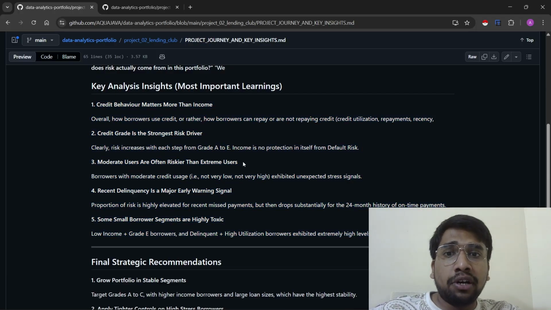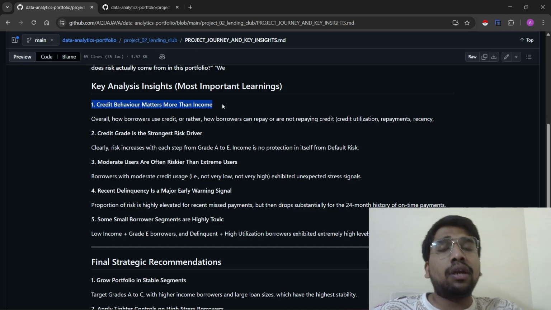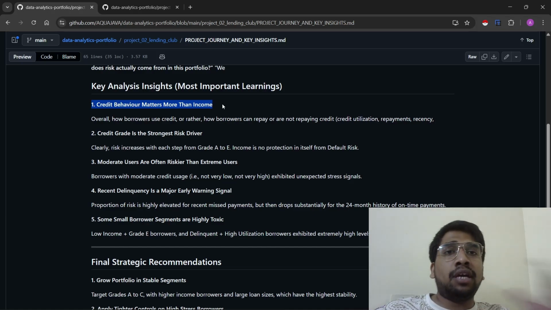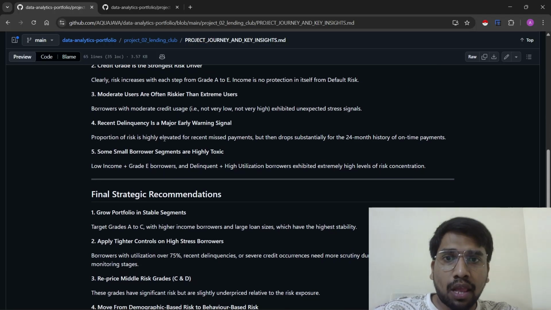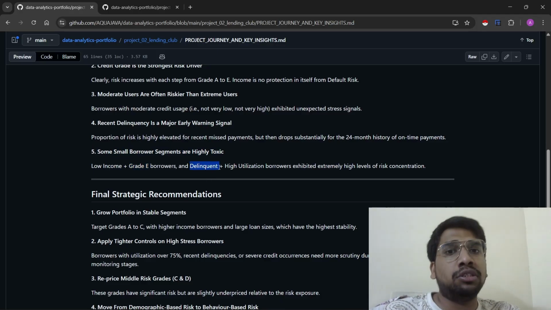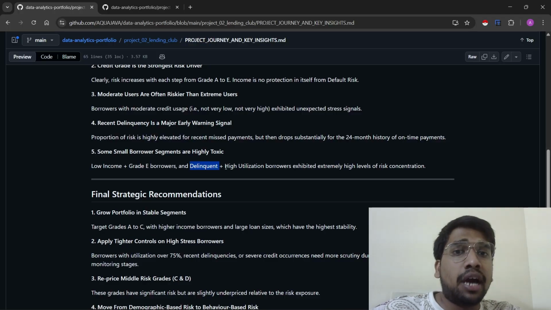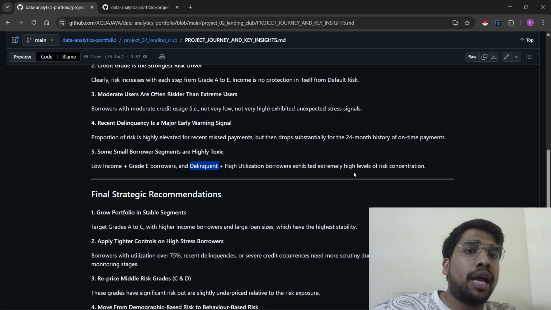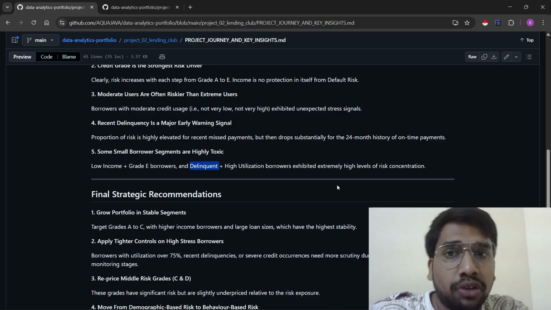For example, moderate users are often riskier than extreme users, which we just discovered. Another key finding was that credit behavior mattered more than income. There were people from different income groups, but it didn't matter; their behavior mattered a lot. Then I also discovered some small borrower segments. For example, people who had low income and were graded E and had some kind of past delinquency with a higher CRU. These kinds of borrowers exhibited extremely high levels of risk concentration.